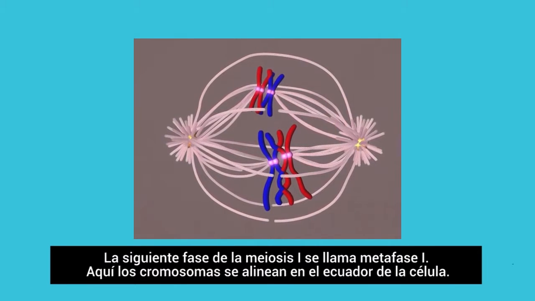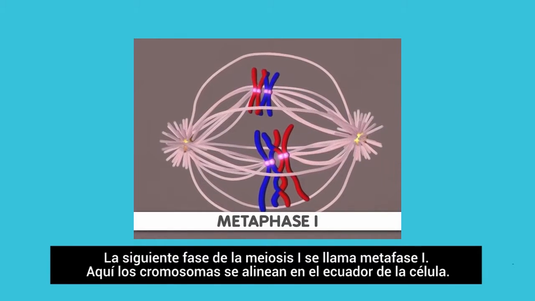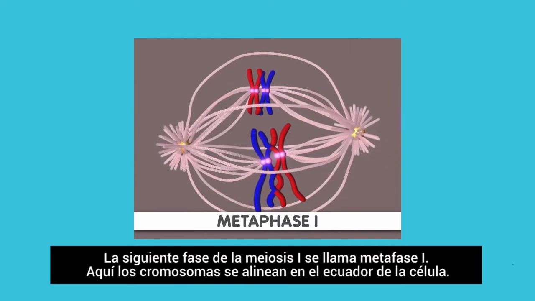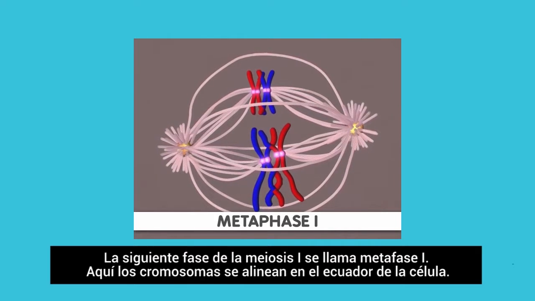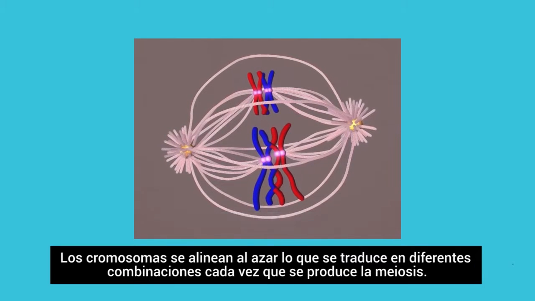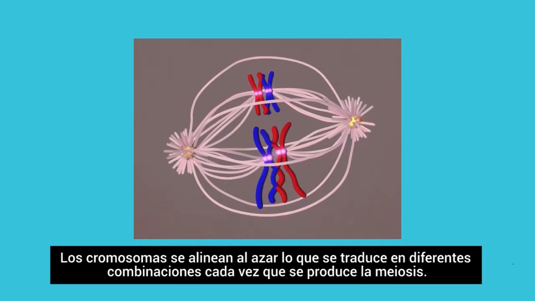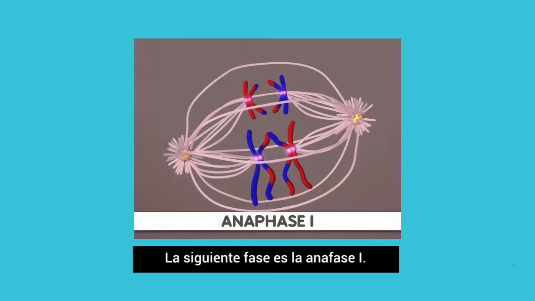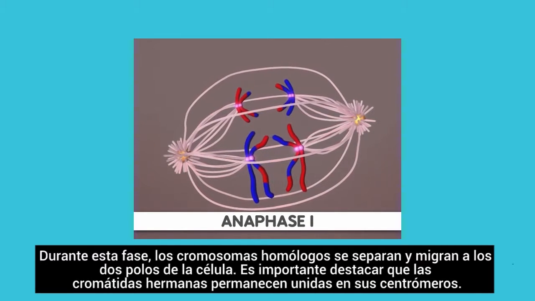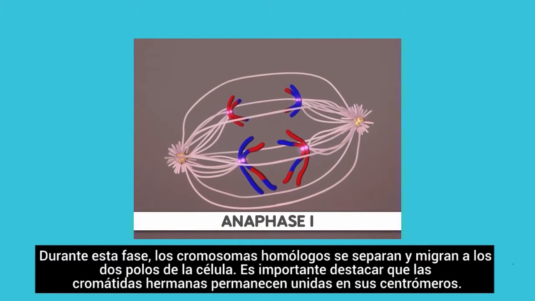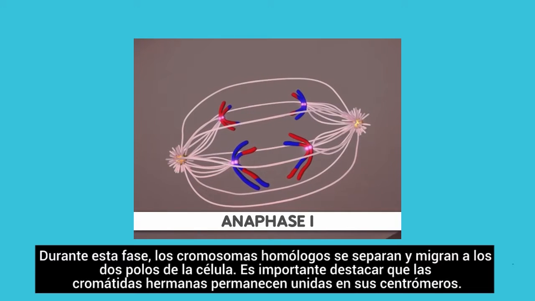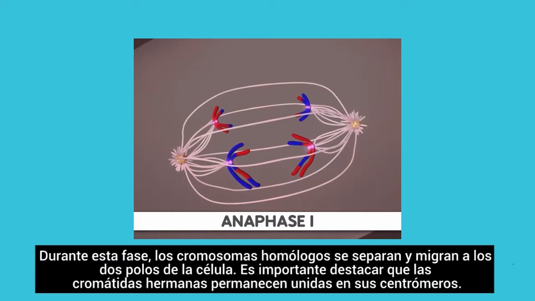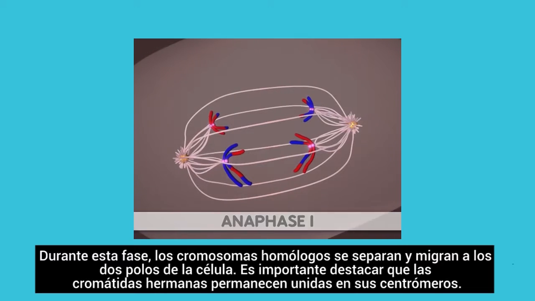The next phase of meiosis 1 is called metaphase 1. Here, the synapsed chromosomes align at the equator of the cell. The chromosomes align randomly, which results in different combinations each time meiosis occurs. The next phase is anaphase 1. During this phase, homologous chromosomes separate and migrate to the two poles of the cell. Importantly, the sister chromatids remain attached at their centromeres.